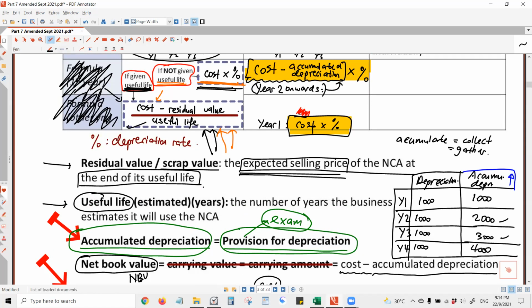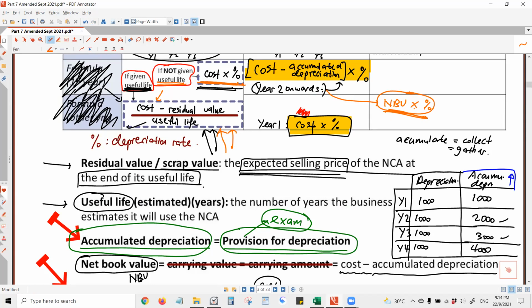Okay. So what I can conclude about this? That means this formula can also be known as net book value times the percentage. For the reducing balance method, second year onwards formula, you can also write this as net book value times the percentage, because cost minus accumulated depreciation is net book value.